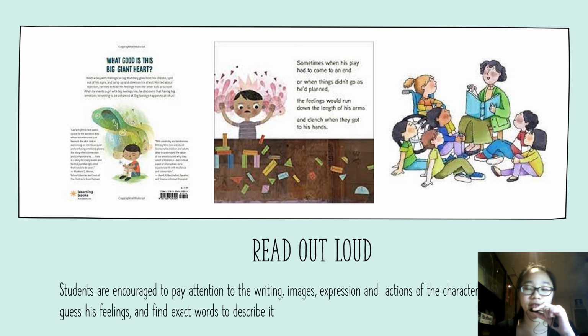At the beginning of the lesson, I will start reading and outline the clues. For example, sometimes when his play has to come to an end, or when things didn't go as he planned, the feeling would run down the length of his arms and clench when they got to his hands. By reading aloud in the class, I want my students to focus on the clues provided, such as the writing, the images, and how his action and expression really tell you about his feelings, what he's feeling right now, and that is when my students make interpretations out of the text.